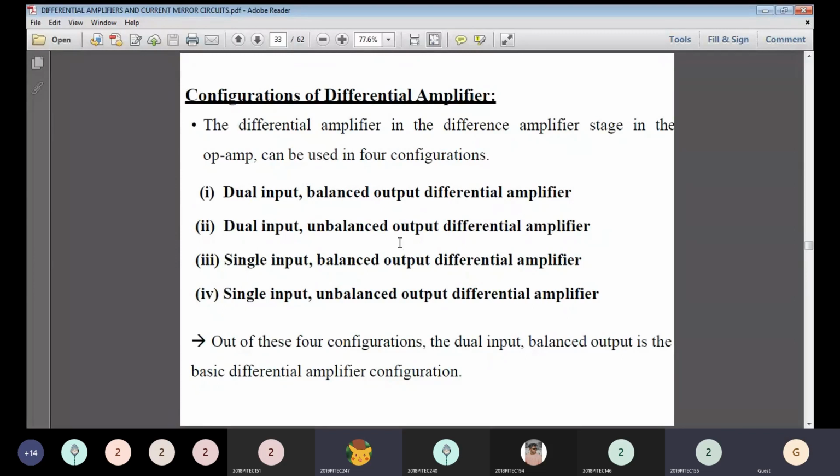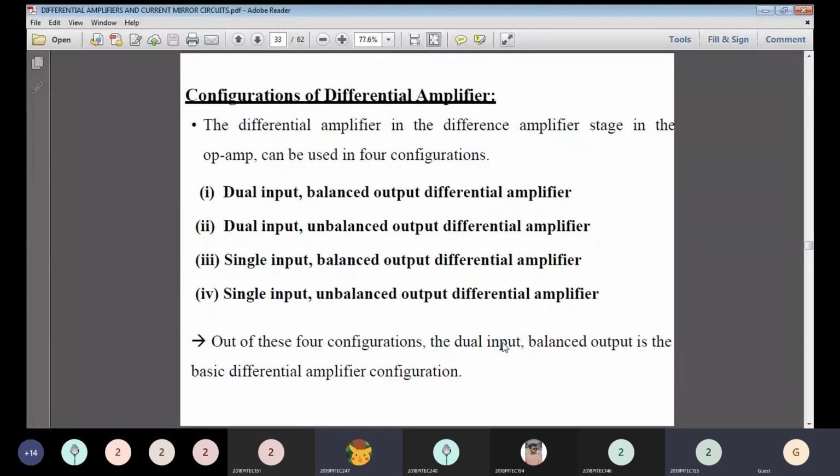One is dual input balanced output differential amplifier, dual input unbalanced output differential amplifier, single input balanced output differential amplifier, and single input unbalanced output differential amplifier. Out of these four configurations, the most commonly used is the dual input balanced output, which is the basic differential amplifier configuration. Even though it has four different configurations, dual input balanced output is the most advantageous and most commonly used in both practical and theoretical cases.